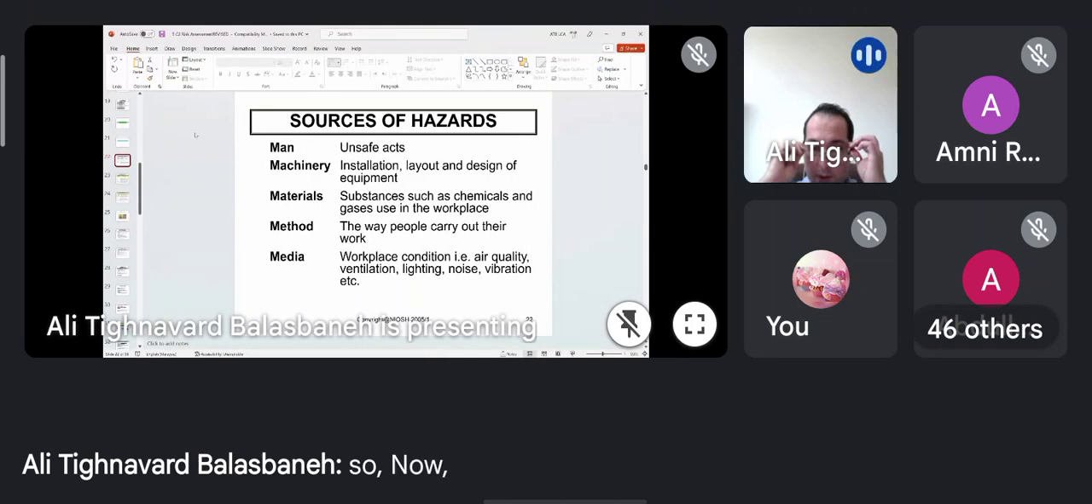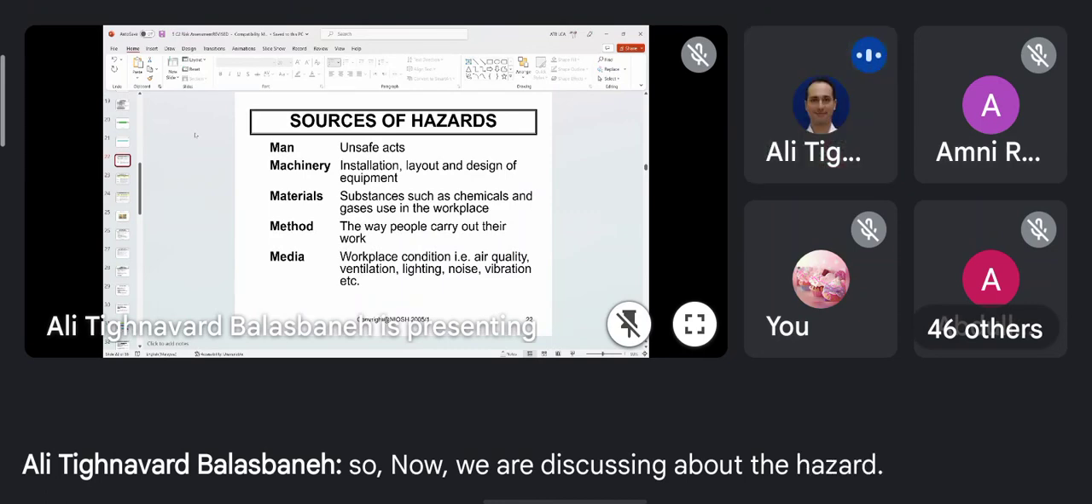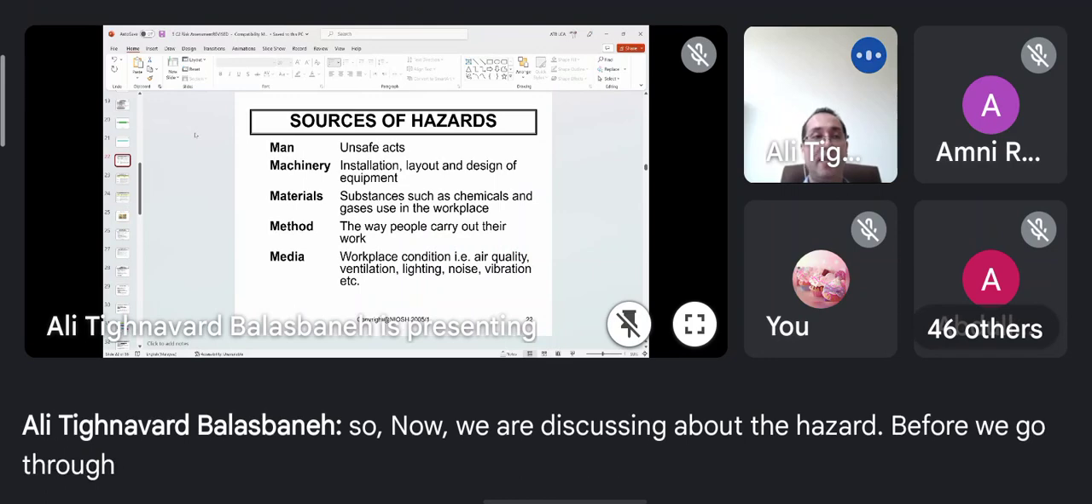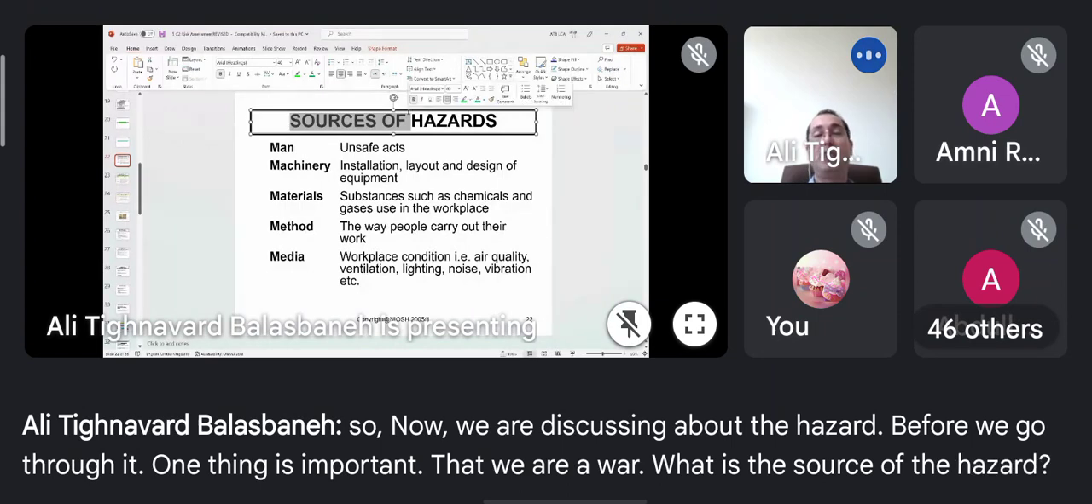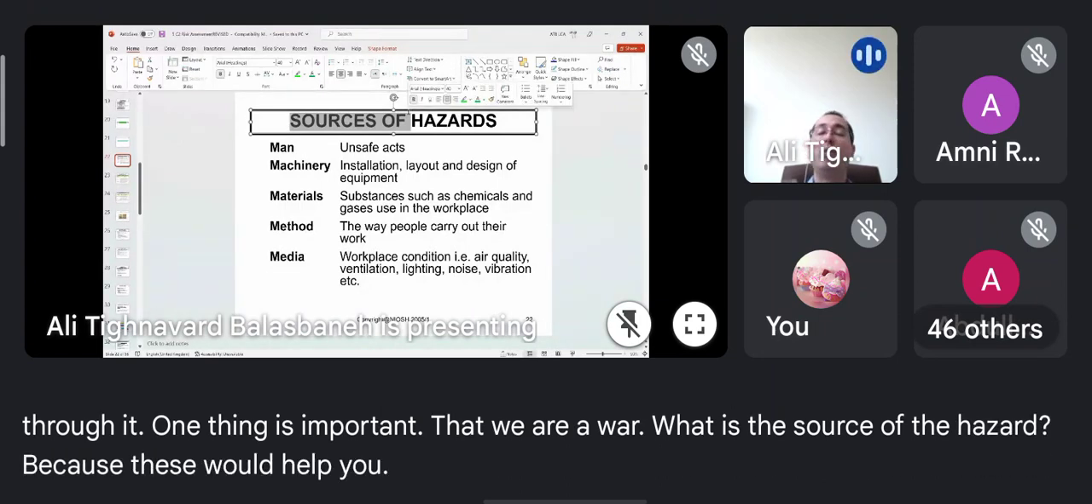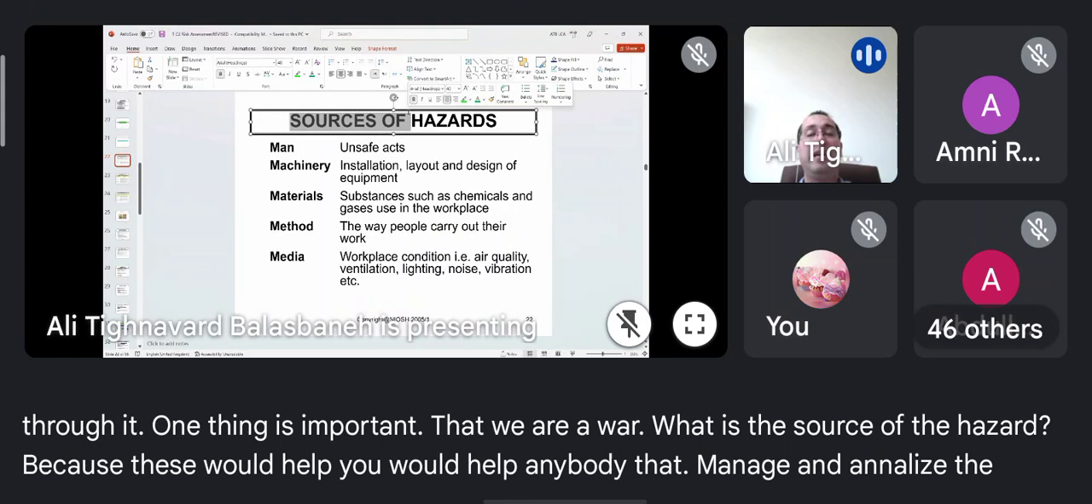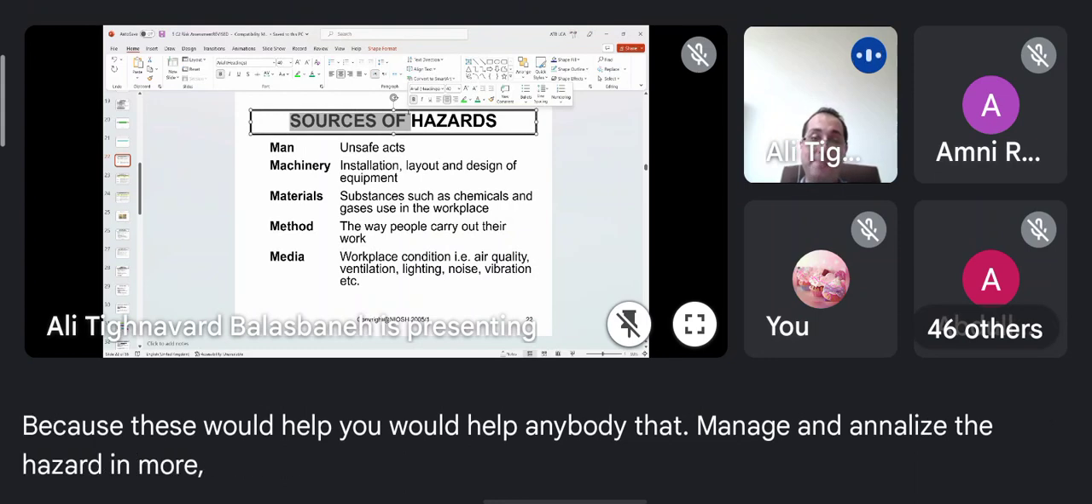So now we are discussing the hazard. Before we go through it, one thing is important: that we are aware of the source of the hazard, because this would help anybody manage and analyze the hazard in an easier way.